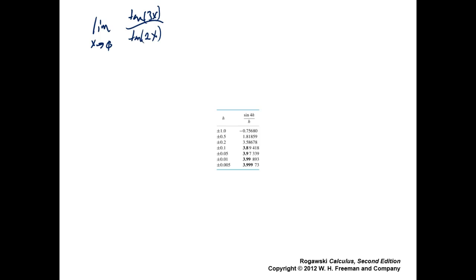Okay? Now, I guess before we do anything else, we ought to plug it in. Well, as x is approaching 0, 3x is approaching 0, tangent 0 is 0, but so is 2x approaching 0, and tangent of 0 is 0. So you've got it in the indeterminate form. So we don't know. We're going to have to do some other manipulations here.